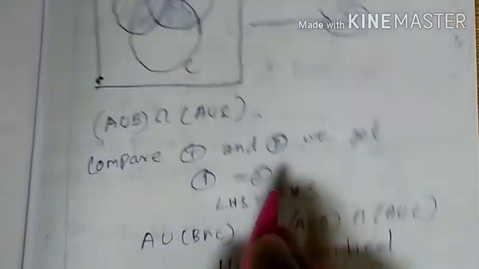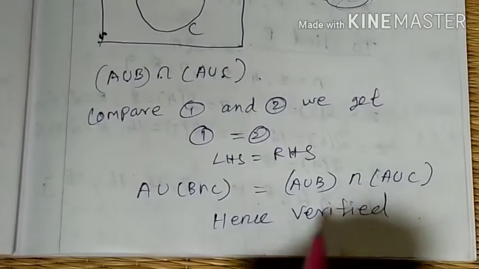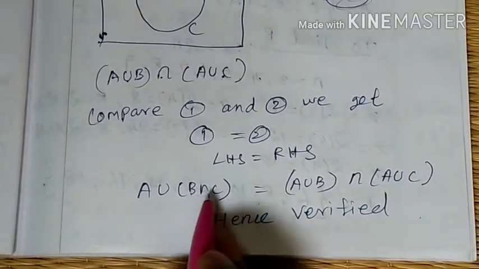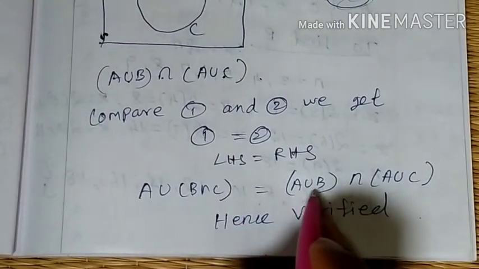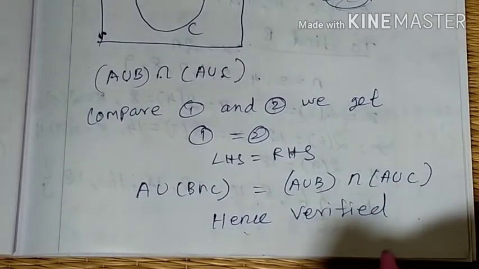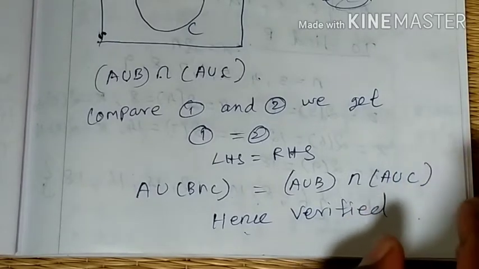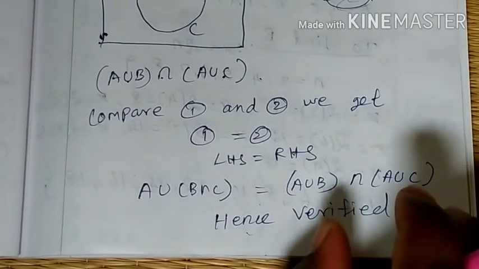Compare diagrams 1 and 2, we get the same diagram. So 1 is equal to 2, LHS equals RHS. A union (B intersection C) equals (A union B) intersection (A union C). Hence verified. That's all. Have you understood the Venn diagram question? This is very easy.